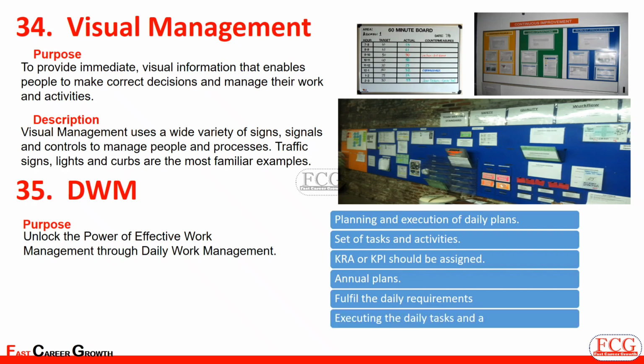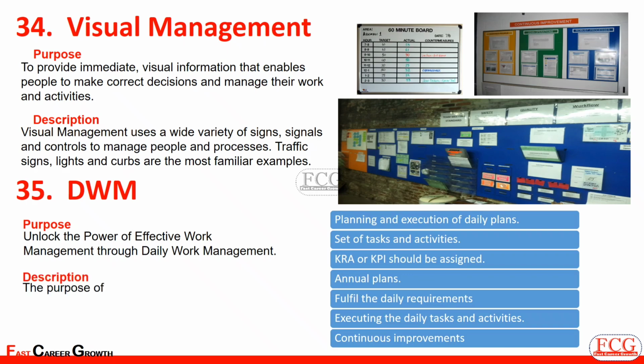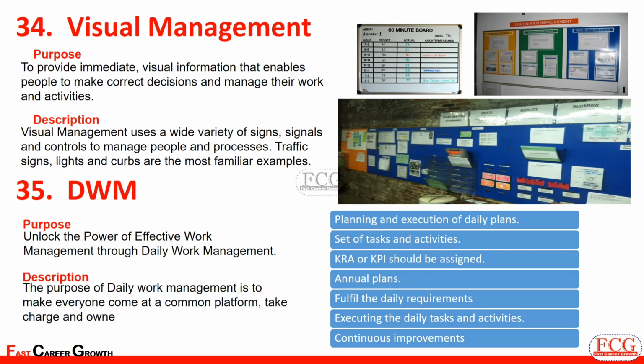Sixth step, the day's plan thus arrived at is then the basis for executing the daily tasks and activities. Each activity thus decided must, therefore, be executed in accordance with the daily plan. Seventh step, in doing so, continuous improvements will have to be effected to ensure that higher performance is achieved within the existing resources and with high productivity. The purpose of daily work management is to make everyone come to a common platform, take charge and ownership of each and every aspect. For example, improving production, productivity, material availability etc.